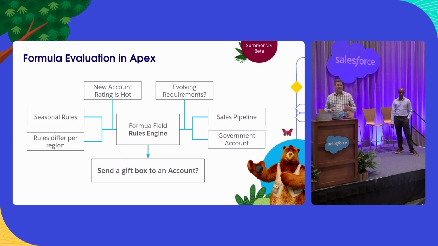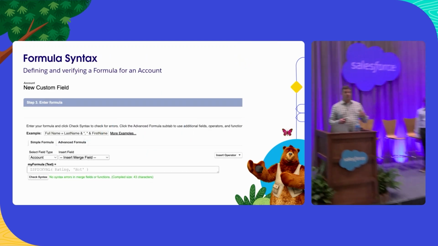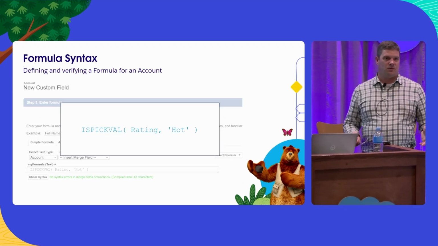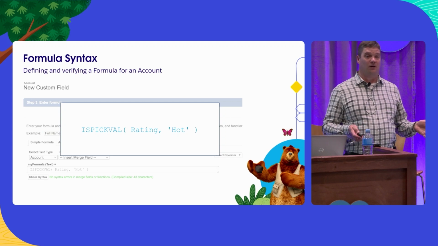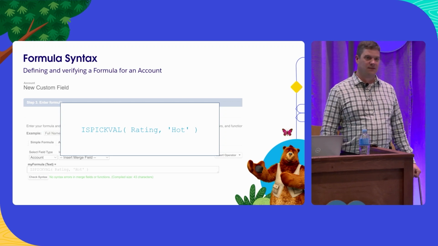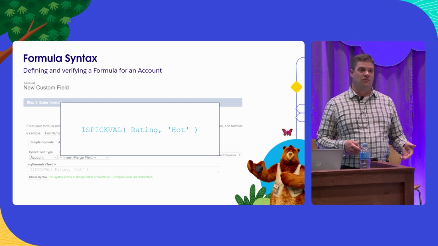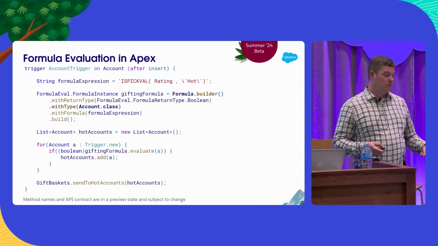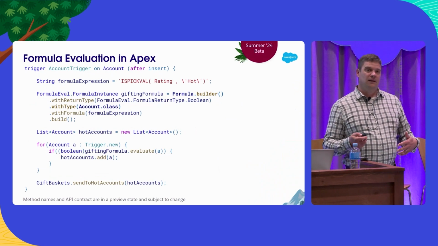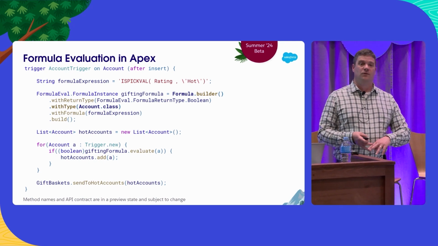So let's have a look at how the beta feature of formula evaluation in Apex will help you in that scenario. We'll start with the formula field, something pretty basic, which we had before: is the rating on this account hot. Pretty simple, admins can understand that. But what if we used formula evaluation in Apex to do this rather than creating the dedicated field? As a very basic example, just to fit it all on one slide, let's take that formula and define it as a string, and then we can create a formula builder instance.